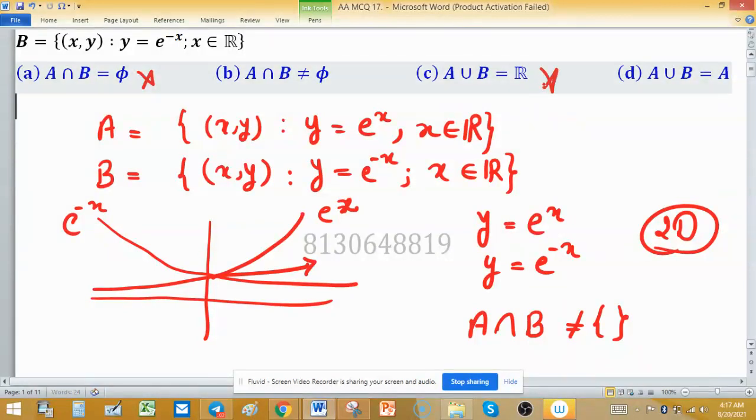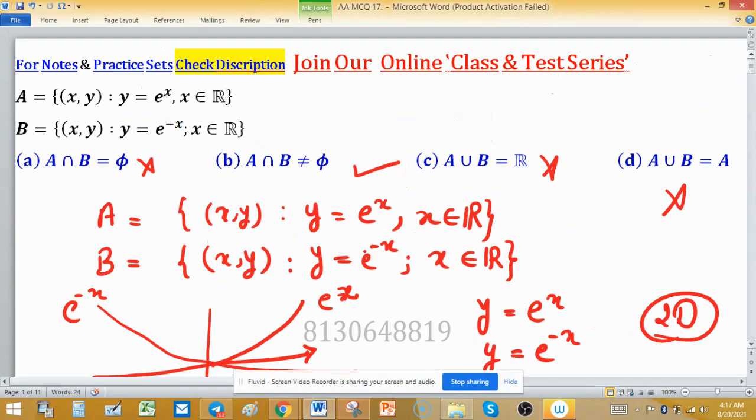So option C is discarded here. And in option D, A union B is equal to A. This option is false because the intersection contains only a single ordered pair, and this ordered pair is (0, 1). So option D is also false. The correct option is only B, so B is the correct answer.